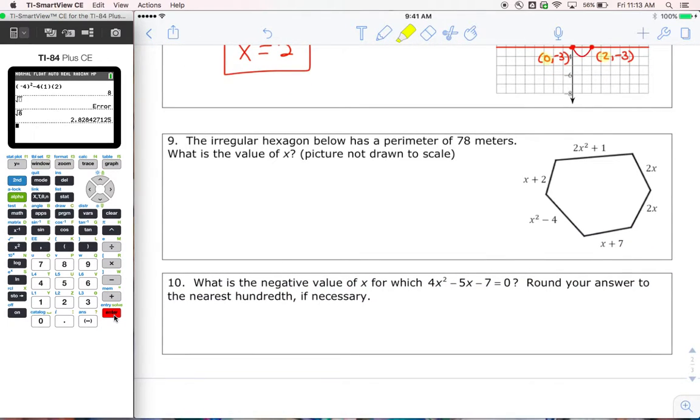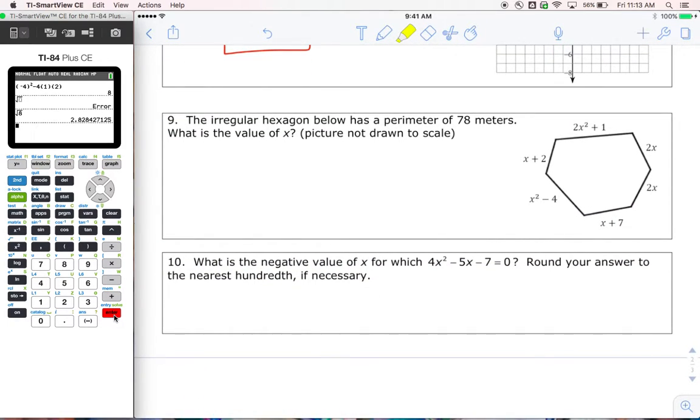Problem 9. The irregular hexagon below has a perimeter of 78 meters. You guys definitely should know perimeter means to add up all the sides. And then we're asked, what is the value of x? So we're going to add up all the sides. Now, instead of rewriting all this, I'm just going to color code it to help you guys out. I'm going to start with the x squareds. I've got 2x squared plus x squared. I hope we know that that is going to be 3x squared.